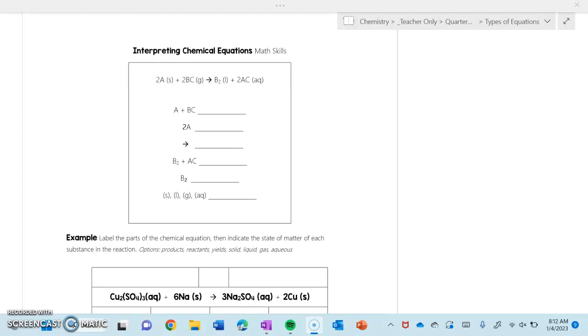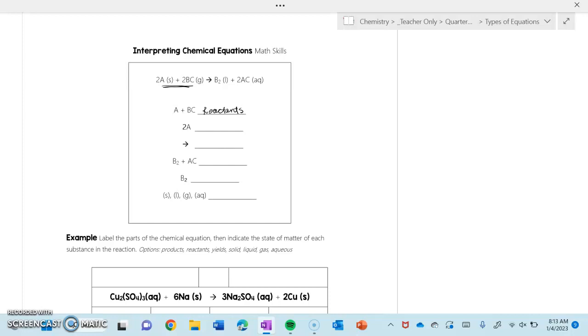So first, we want to pull out of here our reactants and our products, and then we're going to talk about what's a coefficient, a subscript, and what actually happens in our reaction, as well as what are these little symbols in parentheses. Okay, so let's get started here. So our first one with a blank says A plus BC. So I've got my A and BC here. So these would be my reactants. Looks like I have an element and a compound.